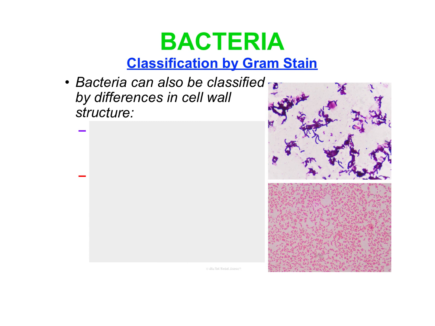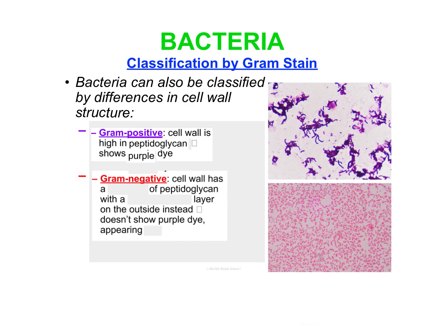So starting with our gram-positive bacteria, these are cells where the cell wall is high in peptidoglycan, and because of this, it's going to show purple. Then we have our gram-negative bacteria, and these cell walls have a thin layer of peptidoglycan with a polysaccharide layer on the outside, which means that it doesn't dye purple and is going to appear red.